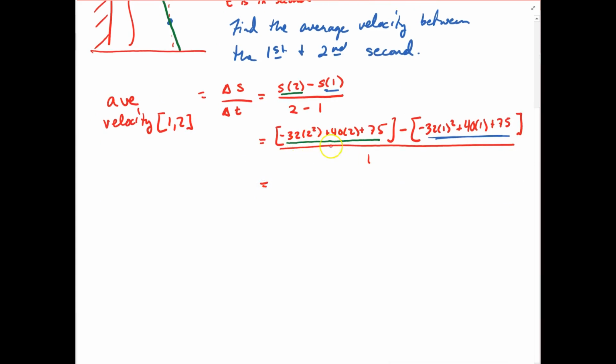So crunching these numbers, I went ahead and already calculated them. This is 27 minus 83 all over 1, which gives us negative 56 over 1, or negative 56. Again, the units up here, this was our s, so the units up here were feet, and then divided by the units down here, second, so negative 56 feet per second is our average velocity.